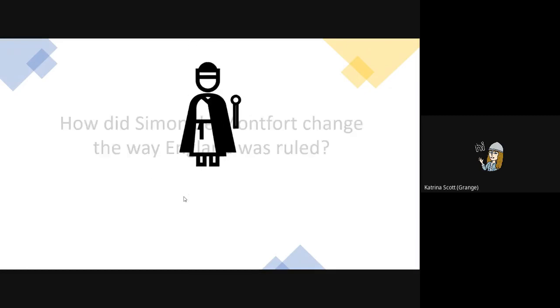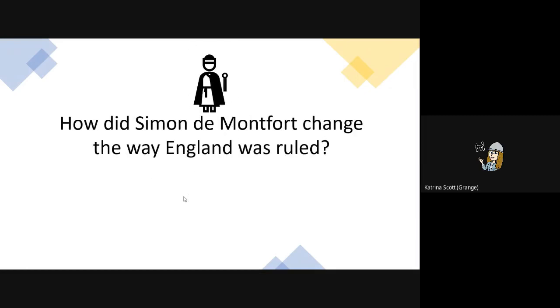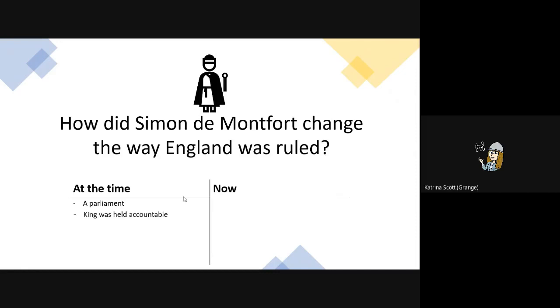But how did he change the way that England was ruled? And how significant is Simon de Montfort? Now, we can look at this in two ways in terms of significance. How significant was he at the time? And how significant were the changes that he made now? Well, at the time, he's setting up the first parliament. So a group of people to help decide how the country is run and how the king gets to rule his country. And this means that the king is held accountable.